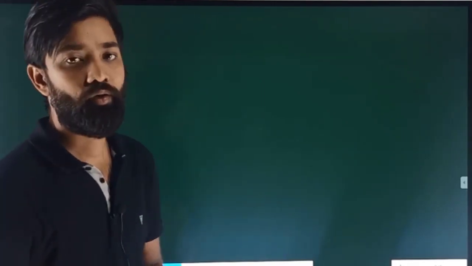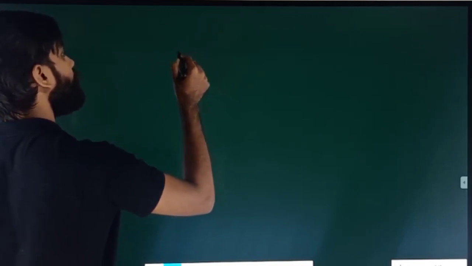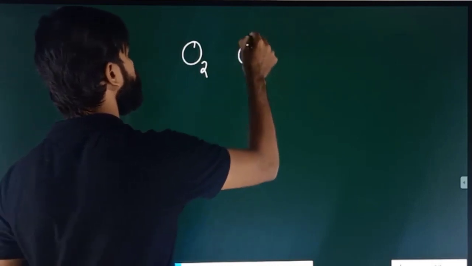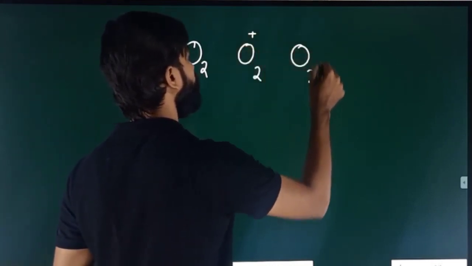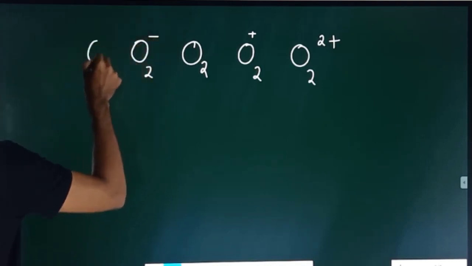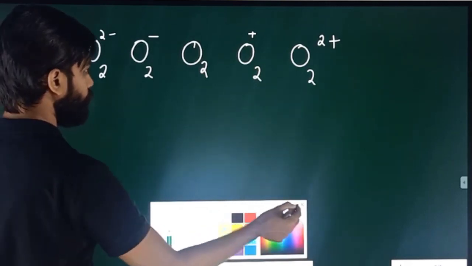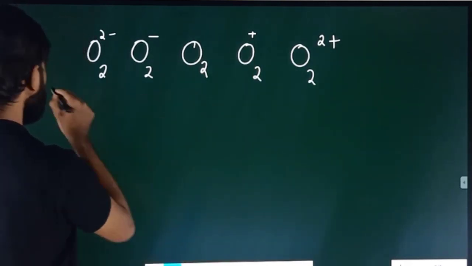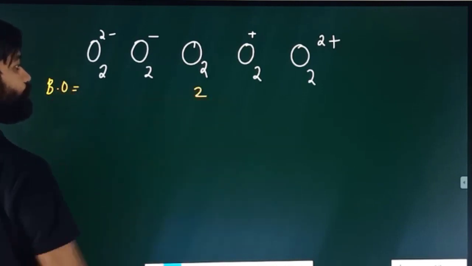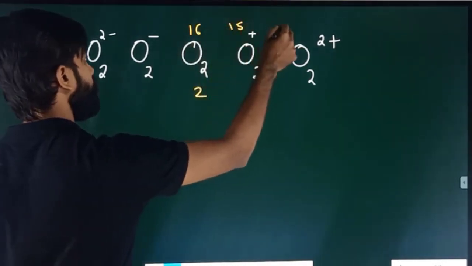Using the idea of bond order, we can define bond length like that. For example, if I have O2 plus, O2 2 plus, O2 minus, O2 2 minus, what about the bond order? The bond order of oxygen is 2, because there are 16 electrons. Here 15 electrons, here 14 electrons.